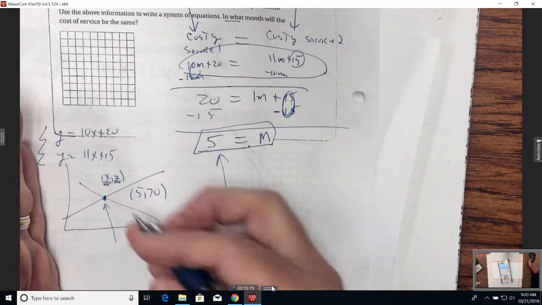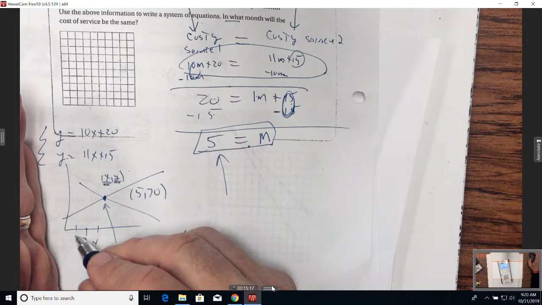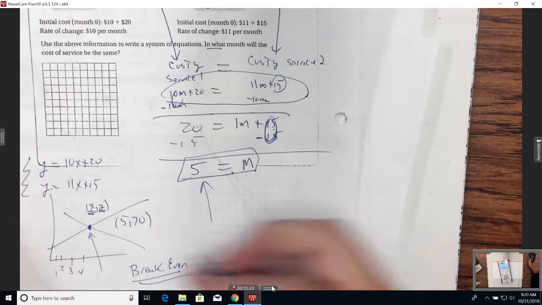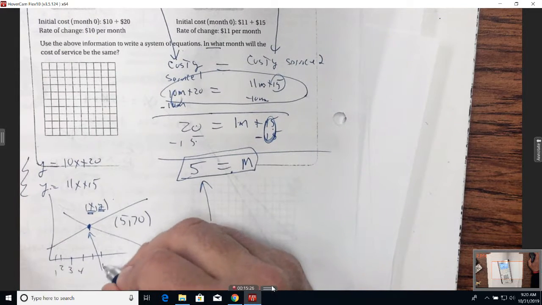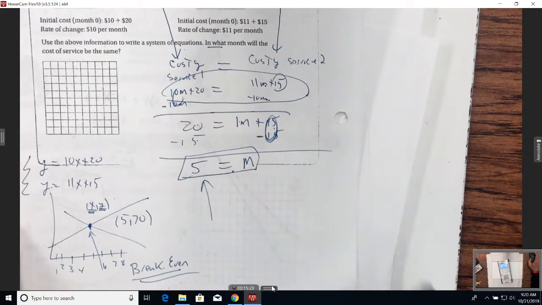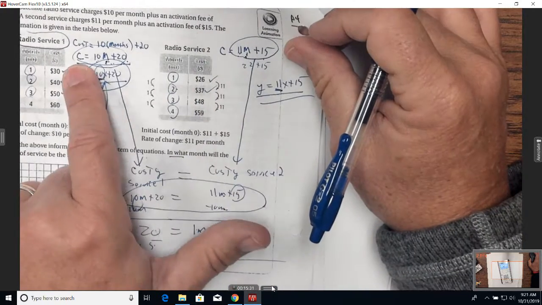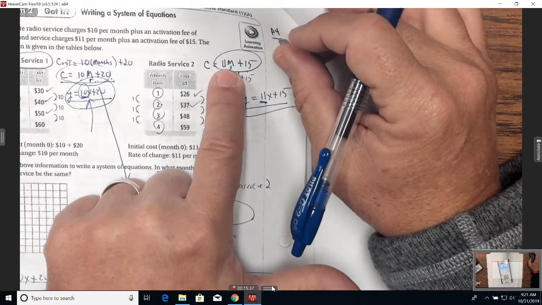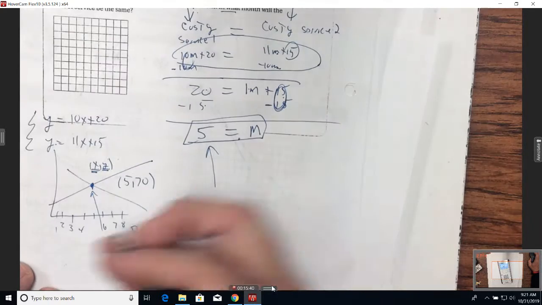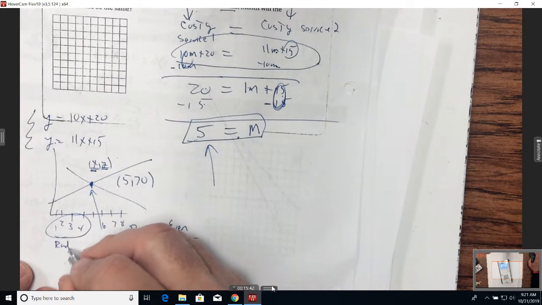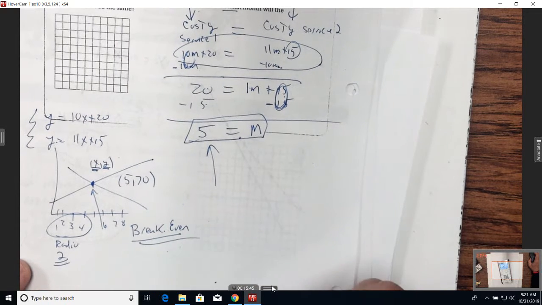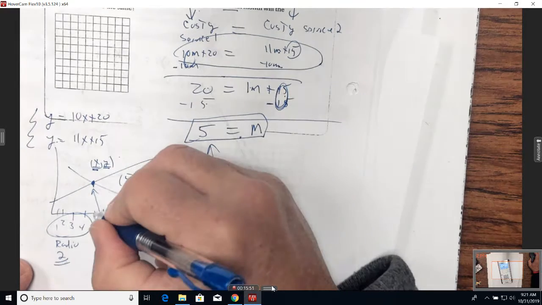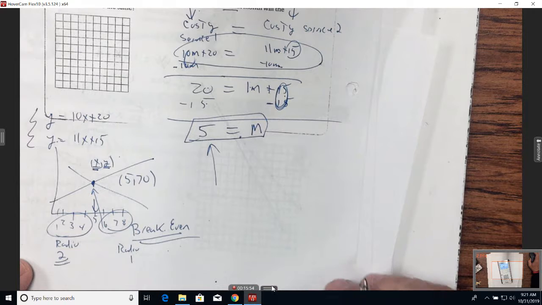But if you go to the left of that point, to a 4, x is 3, x is 2, x is 1, then you should use radio service 1. Anything to the right of that 5, like a 6, a 7, or an 8 month, you should use radio service 1 because it will be cheaper per month. If it's to the left of that point, I think I might have said that wrong, you should use radio service 2. So all of these right here would be radio service 2, right? And then all these points here would be radio service what? 1. And then at 5, it doesn't matter which one you choose because they're the same.